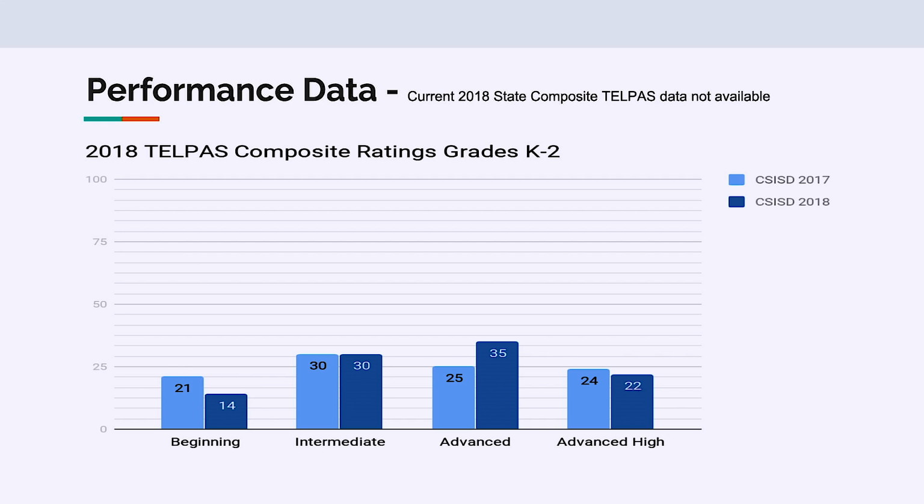We want to see the majority of our students in advanced and advanced high, because once they've reached advanced high, they're reaching fluency and they're reaching exit criteria from the LEP status. And that's our end goal, that all of these students become fluent English speakers. So we want the majority of our percentage to be up there. So we have 35% of our students that tested advanced in 2018 versus 25 in 2017. So our students are making progress. And then advanced high, we had 22% of our students that tested. And again, there were 422 students that tested in this category.